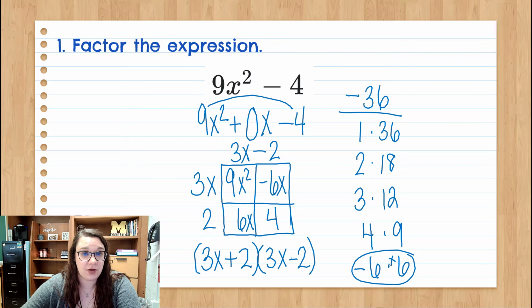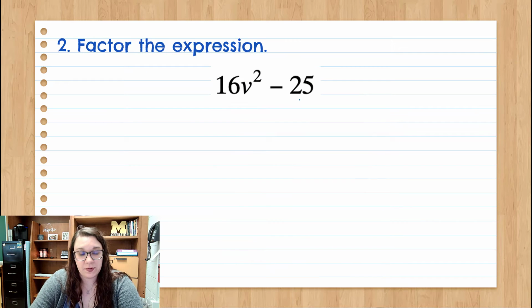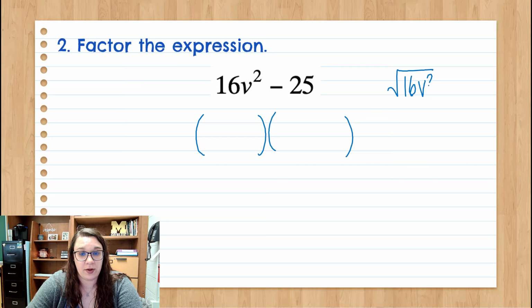Let me show you that trend in another one where we can see the pattern a little bit better. This one is in the same setup. There's no v term, and both 16 and 25 are perfect squares. So I can set myself up with two parentheses and essentially take the square root of each of these numbers. So let's do the first one, the square root of 16v squared. 16 is perfect, so it comes out of 4. And v squared is perfect, so it comes out of v. So the square root of 16v squared is 4v.